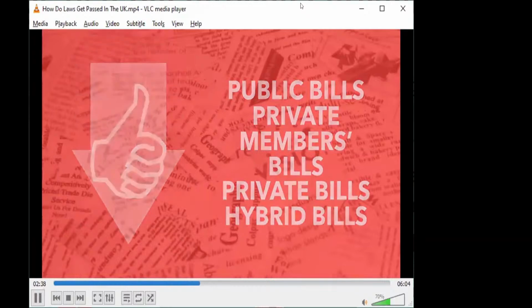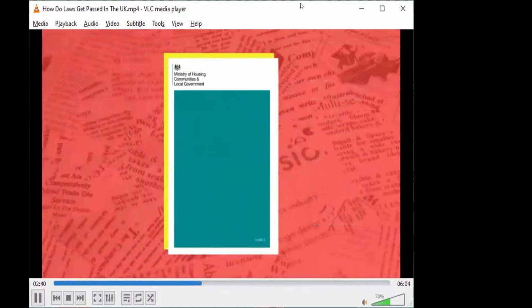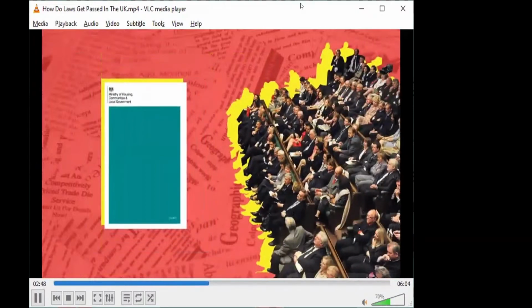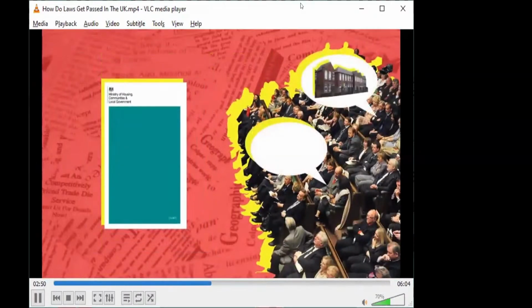If you'd like us to cover these types of bills in a video, let us know. The first step towards legislation is often a green paper, which is usually vague and contains multiple policy options. These are consultation documents, introduced mainly to stimulate parliamentary discussion on the topic of legislation.